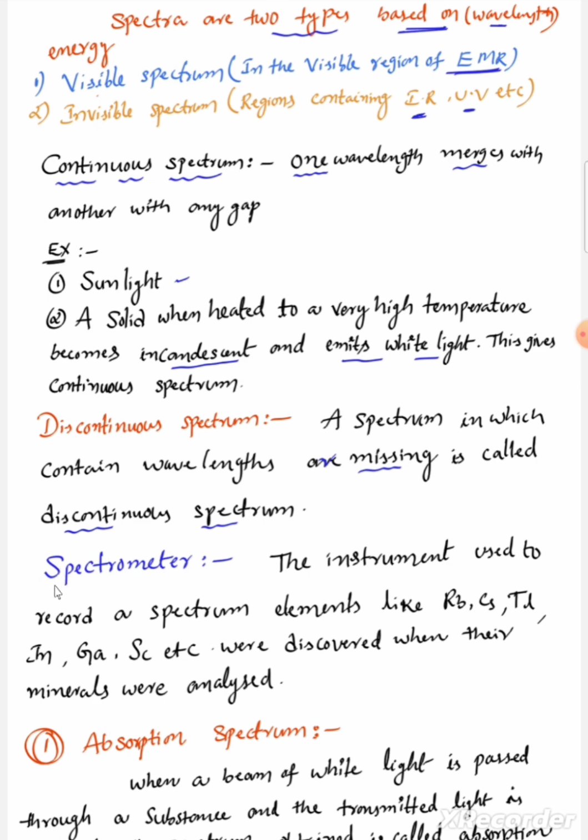Next, we can read this spectrum with the help of a spectrometer. What is a spectrometer? The spectrometer is an instrument used to record a spectrum. Elements like rubidium, cesium, thallium, indium, gallium, scandium were discovered when their minerals were analyzed with the help of a spectrometer.